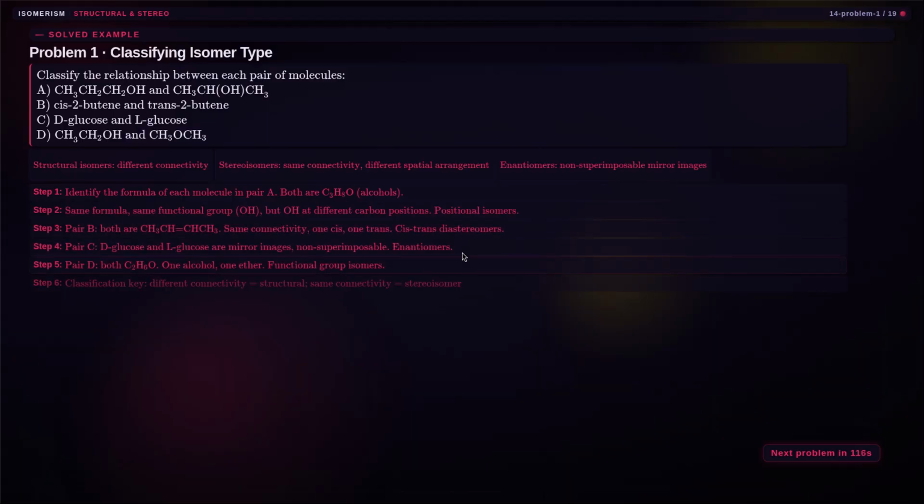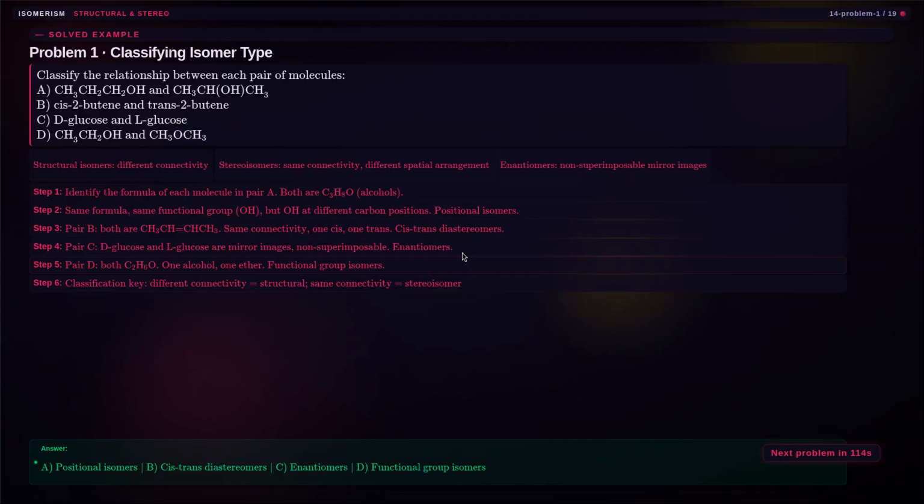Problem 1. Classifying isomer type. Classify the relationship between each pair of molecules. Pair A, CH3CH2CH2OH and CH3CHOHCH3. Pair B, cis-2-butene and trans-2-butene. Pair C, D-glucose and L-glucose. Pair D, CH3CH2OH and CH3OCH3.